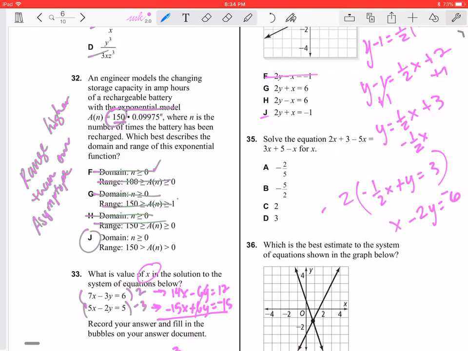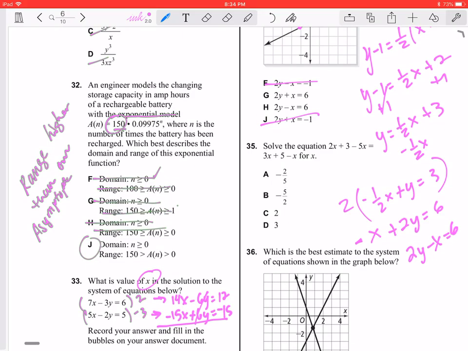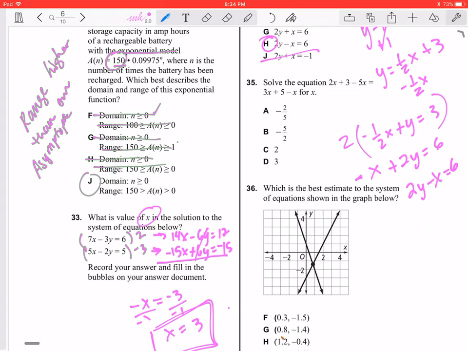Okay, they didn't make any of those, so that won't work. They didn't multiply it by a negative. So let's go ahead and go back. And so this is going to be negative x plus 2y is equal to 6. Now, they have it in order for the y first. So this would be 2y minus x is equal to 6, which is going to be our answer choice H.